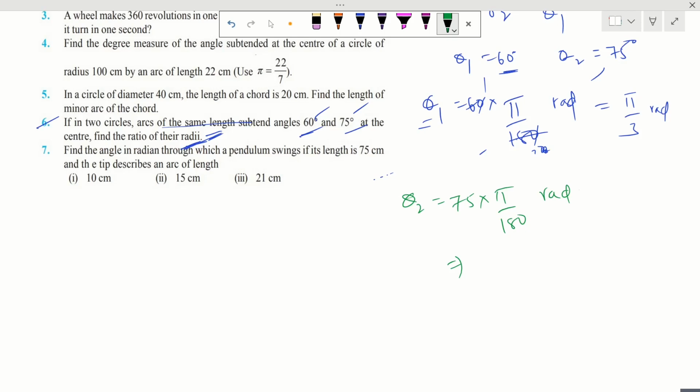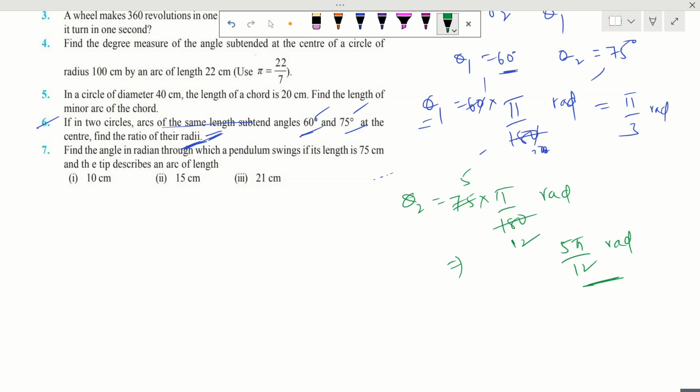Now we can convert this. 15 fives are 75, 15 fours are 60. 15 fives are 75, so 15 into 1 is 15 and 3 remains, 30, 15 twos are 60. Okay, this is 5 pi by 12 radian. This is 5 pi by 12 in radians.